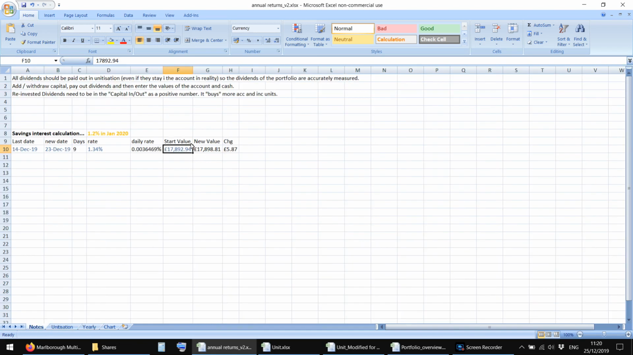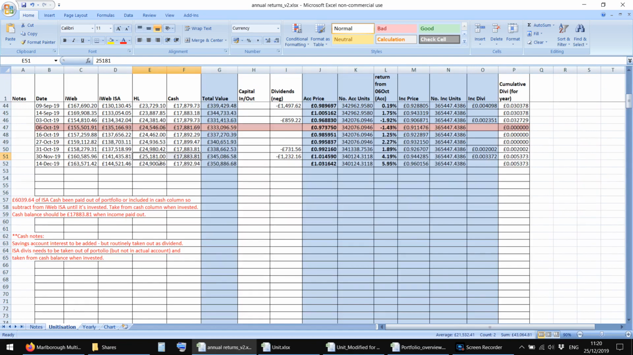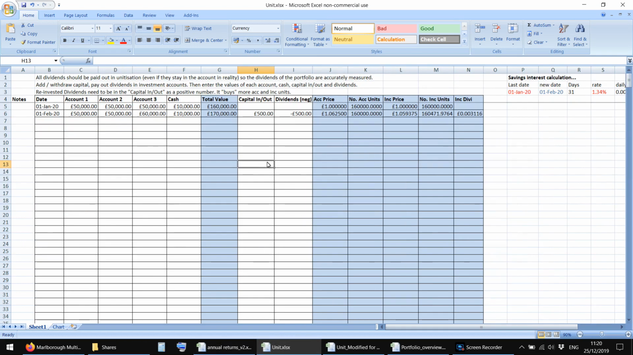Whoops, that's the wrong place to go. It gives me the new value and how much interest it's added. So I don't just let the cash be 0%, I let it be 1.34% return each year. On the template one, I've put that formula up there in the top right hand corner.